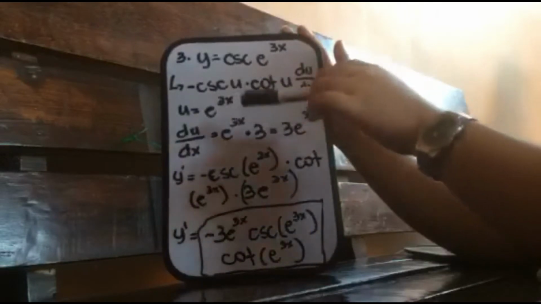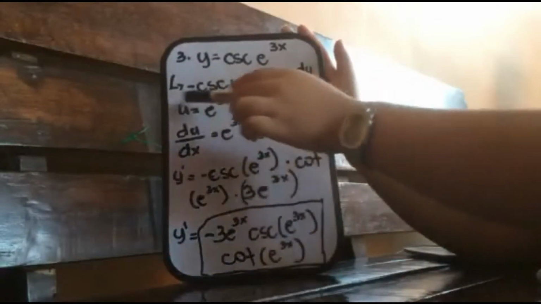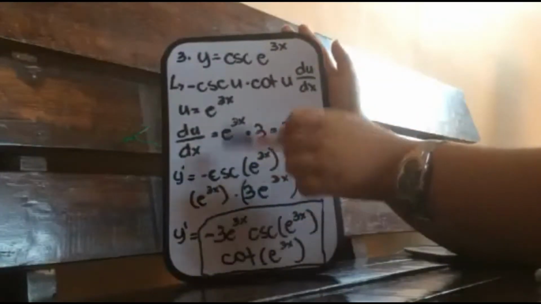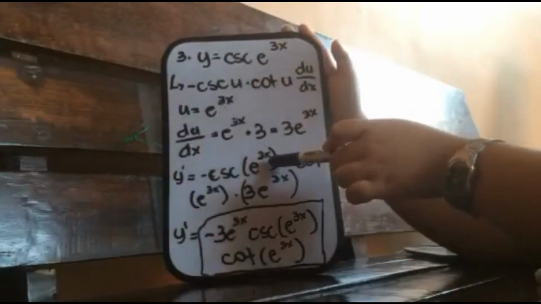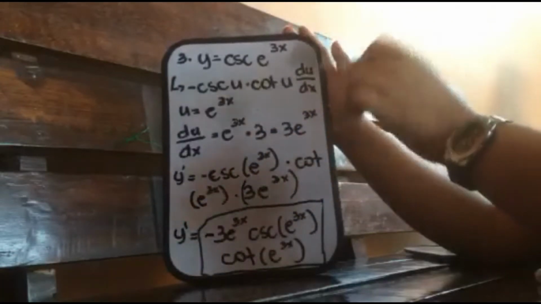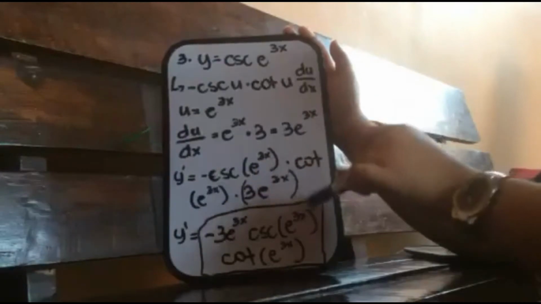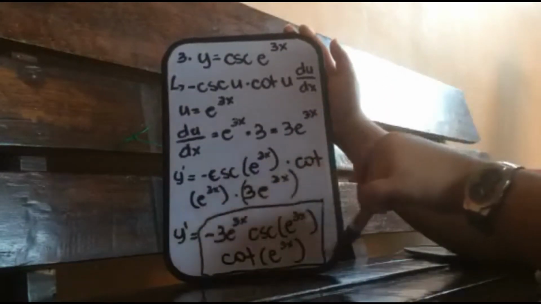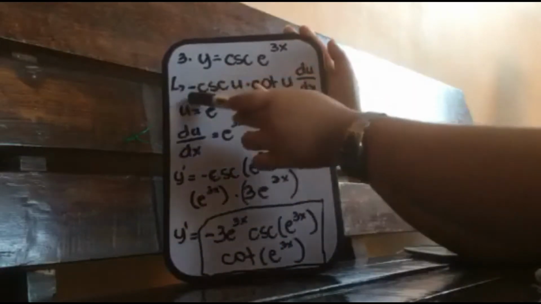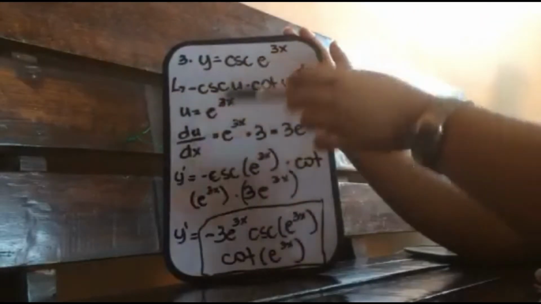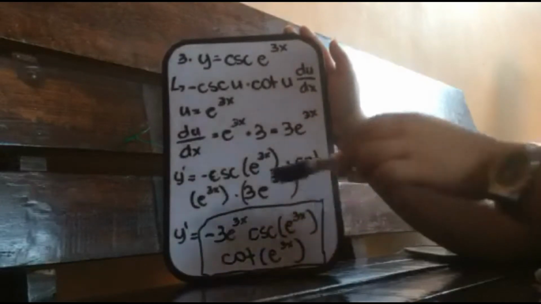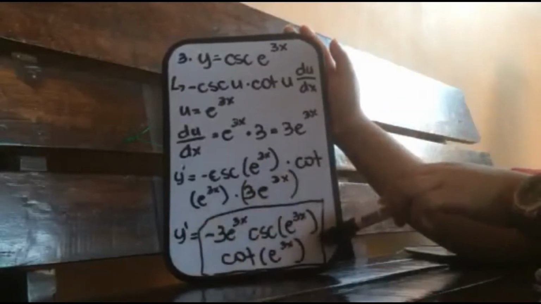So, ayan na. I-substitute na natin yung mga nakuha nating value dito sa formula. So, eto na yung makukuha nating sagot. Negative cosecant, tapos yung u niya, which is e raised to 3x times cotangent e raised to 3x times derivative nung u, which is 3e raised to 3x. So, isimplify lang natin yung sagot para makuha natin yung final answer. So, ang sagot natin ay magiging negative siya cause negative nga yung derivative nitong cosecant. So, negative 3e raised to 3x, cosecant e raised to 3x, cotangent e raised to 3x. So, ito yung final answer.